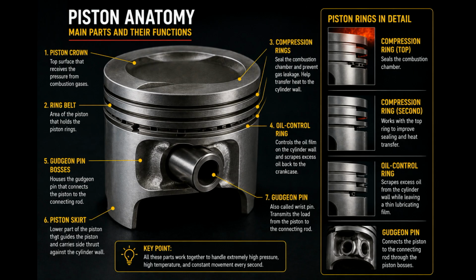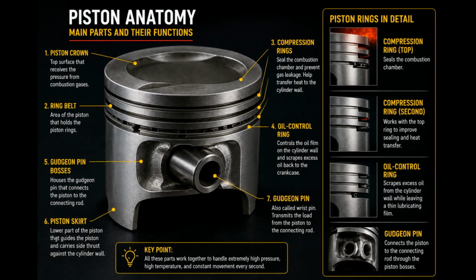Then we have the oil control ring, also called the scraper ring. Its job is different. It's to control the amount of engine oil left on the cylinder wall. The cylinder needs an oil film for lubrication, but excessive oil must not enter the combustion chamber. The oil control ring scrapes away the excess oil while leaving enough lubrication on the cylinder wall. If too much oil enters the combustion chamber, it can burn, producing carbon deposits, smoke, and increased emissions.